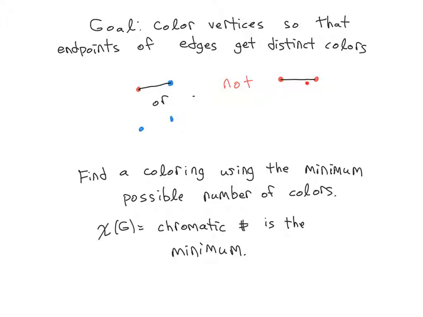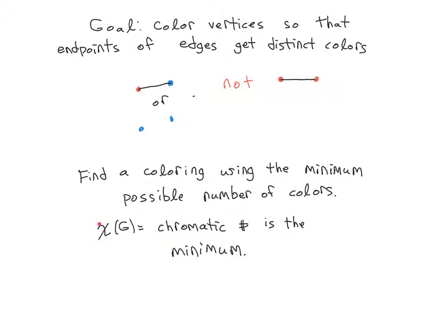So we don't want this situation. This is called a monochromatic edge. It's where both vertices get the same color. And we want to find a coloring that uses the minimum number possible of colors. So if you can color with fewer colors, that's great. And we let chi of G be this minimum number.